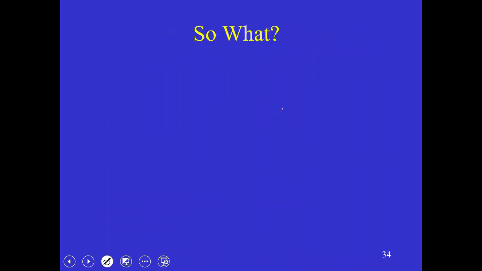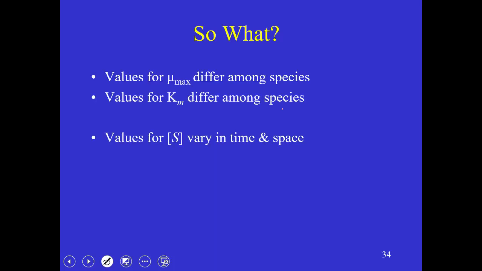So, what's the big deal of that? Why am I being so mean and asking you to remember that equation? Well, it's important because we can describe these different organisms by two relatively simple properties. That is their maximum uptake velocity or growth rate, and this half saturation constant, K sub m.